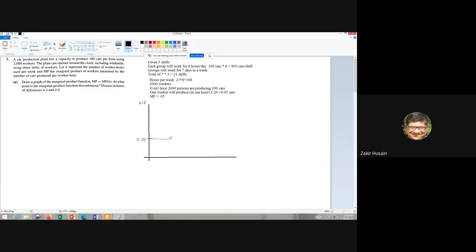And you can see that this will be constant. So it's a straight line, right? As you're increasing more and more labor, it is going to be the same.